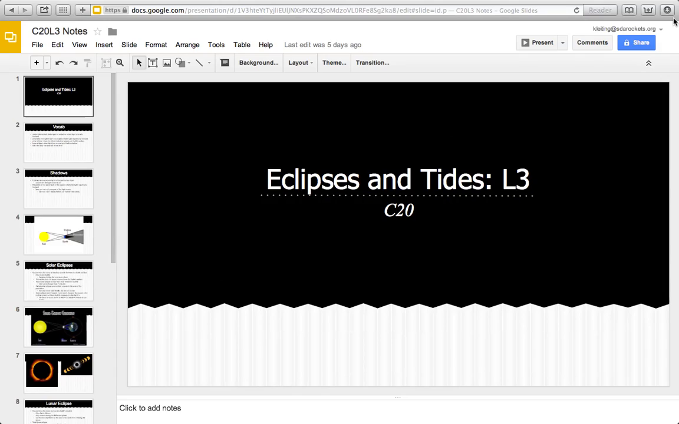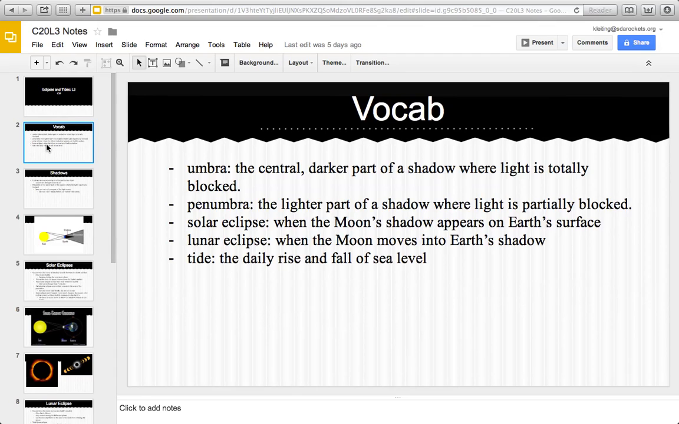Over eclipses and tides. Has more to do with the moon than the sun, but that's how it ties in this case. Alright, so an umbra is the central, darker part of a shadow where light is totally blocked. The penumbra is the lighter part of the shadow where light is partially blocked. So pen means before. In this case, this is before the umbra. That's the penumbra.